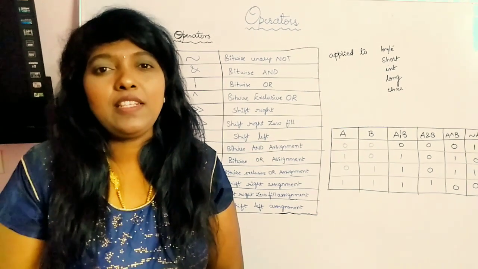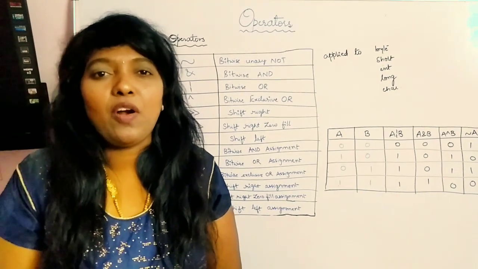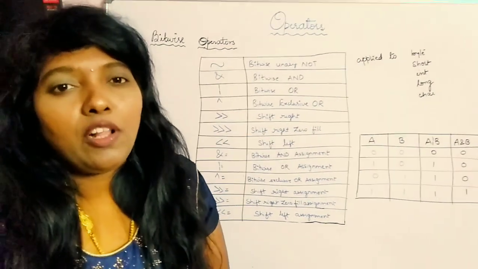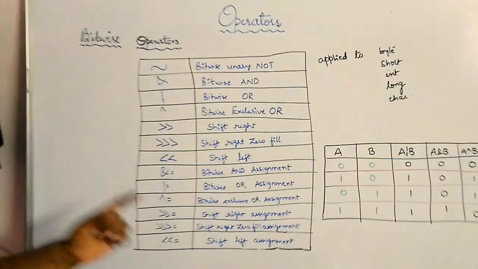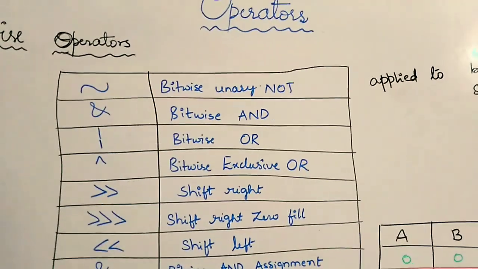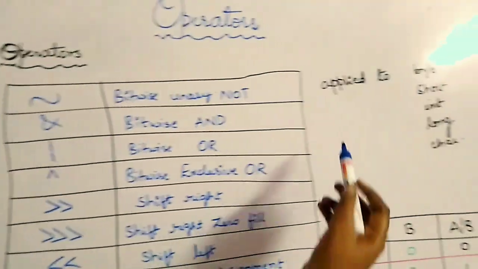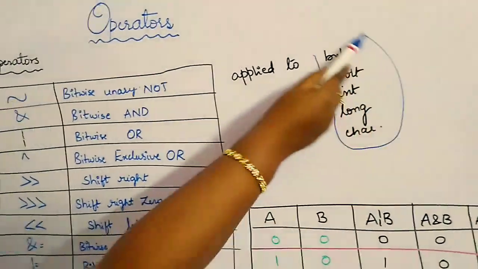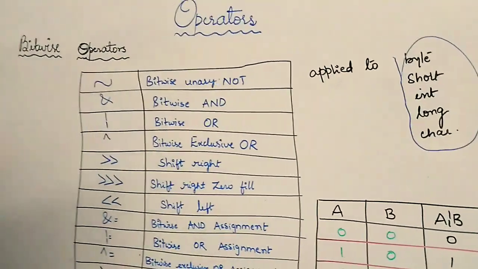Okay friends, so this is the second group of operators, which are called bitwise operators. So let us take a look at what are all the operators that are in bitwise. Remember one thing, that the bitwise operators can be applied only on byte, short, int, long and char. They cannot be applied on floating points.